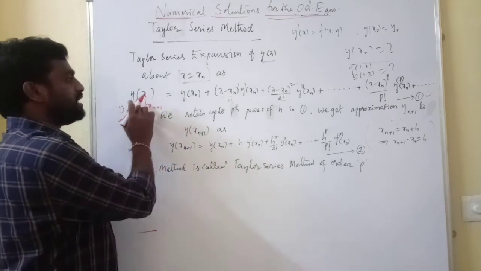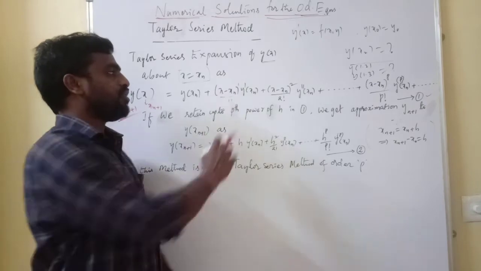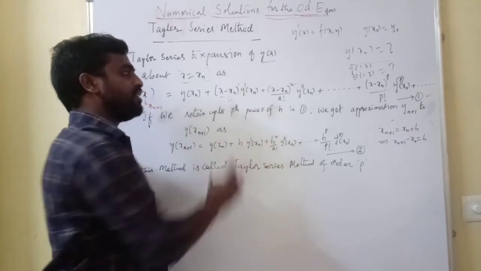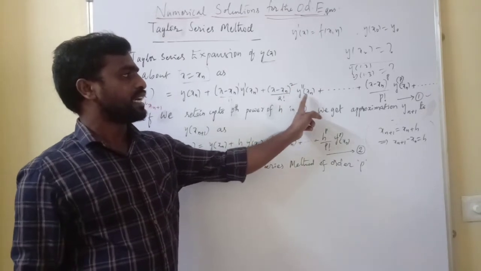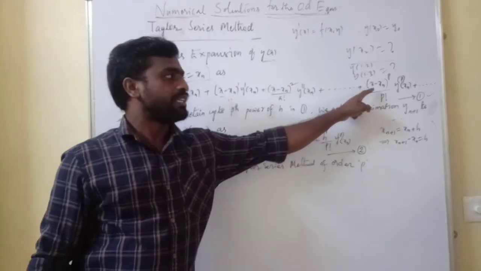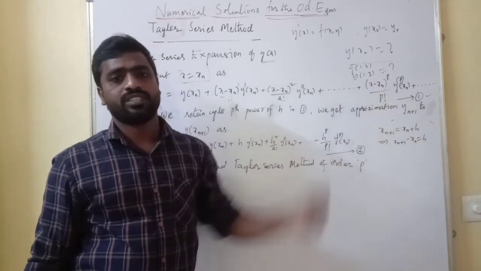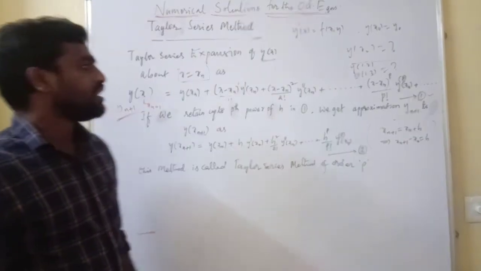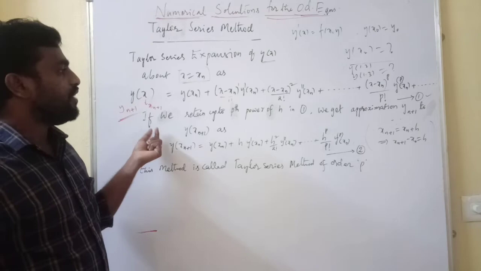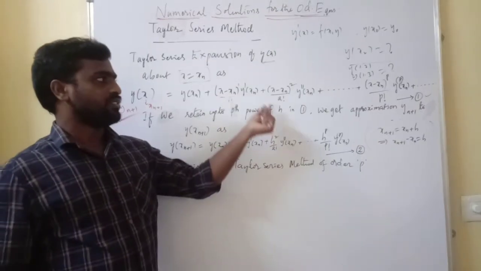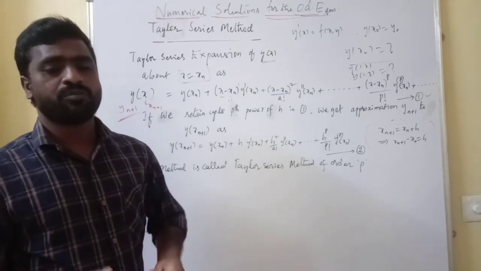The infinite series is y of x equal to y of xn plus x minus xn whole to the power of 1 by 1 factorial into the first derivative at xn, and next x minus xn whole to the power of 2 by 2 factorial into the second derivative at xn, and so on up to the pth derivative by p factorial, going on to an infinite number of terms. This is equation 1, and if we retain up to the pth power of h, the series can be written up to the pth power of h. How can we substitute for h?